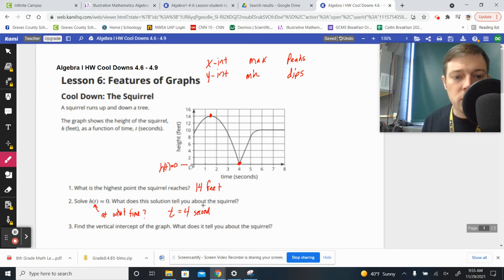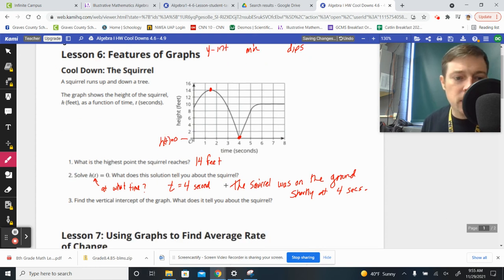And what does the solution tell you about the squirrel? It tells me that the squirrel was on the ground shortly. It wasn't there very long. It didn't stay there. It just kind of hopped down and then hopped right back up. It was on the ground shortly at 4 seconds. That's what that tells me.